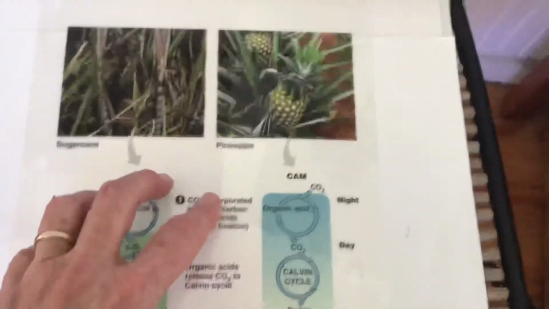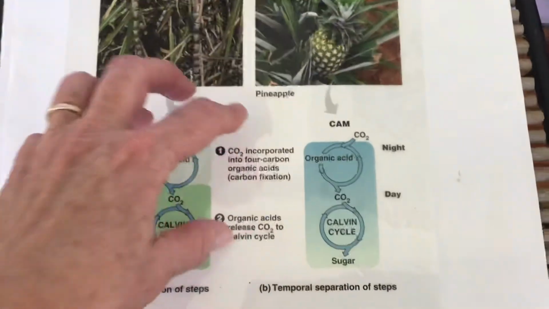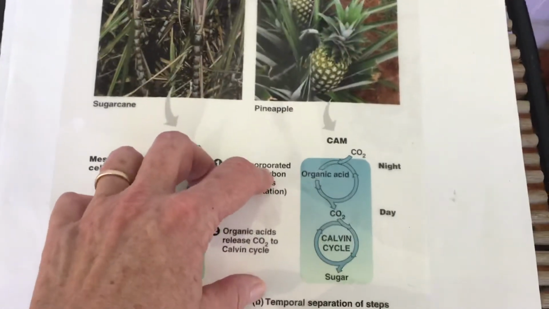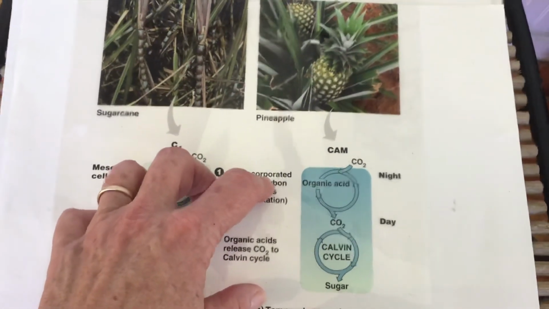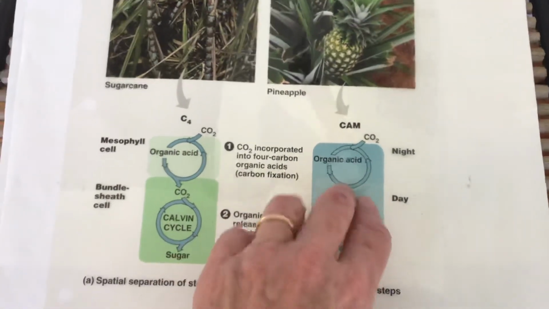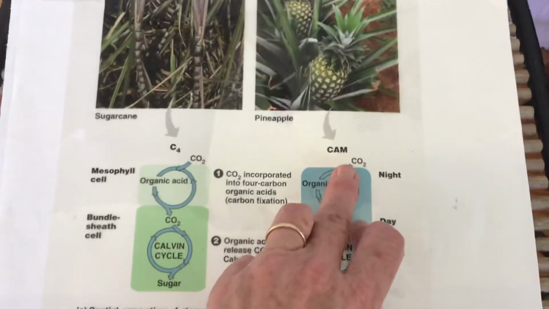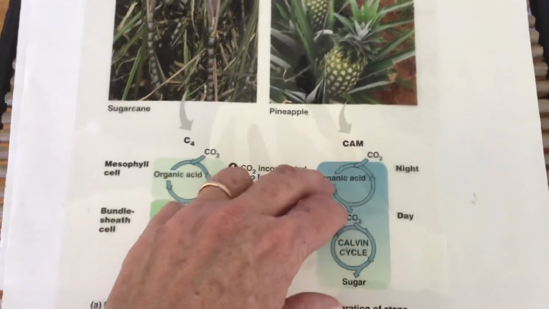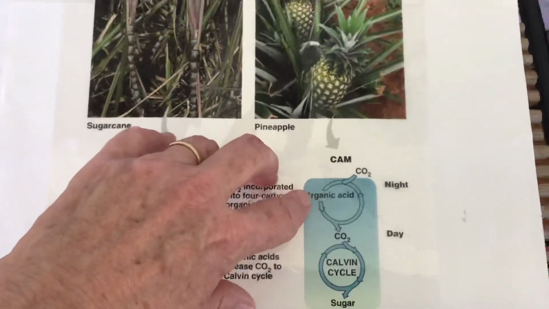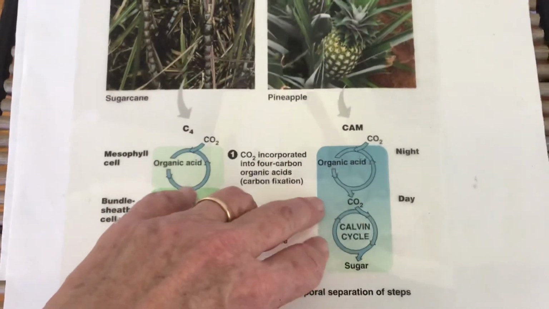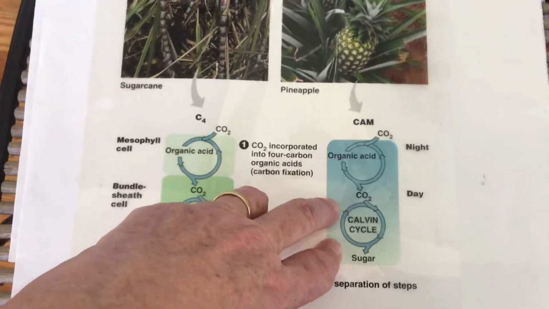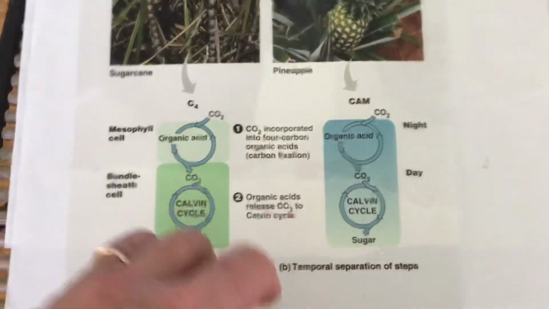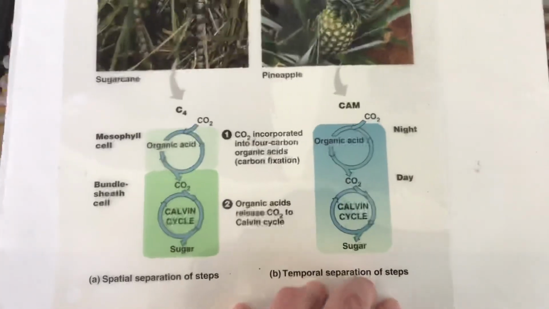But in something that is a CAM plant, instead of doing it in physical location, it's going to use time as its separation. So what happens in CAM plants is they only have their stomata open at night. So at nighttime, it takes in the carbon dioxide and converts it to an organic acid. And then that organic acid, this is basically like a storage molecule. And then during the day, when the sun is out and the Calvin cycle has enough energy to run, it can use the carbon from this organic acid to run the Calvin cycle. So this one is a temporal separation of the steps.